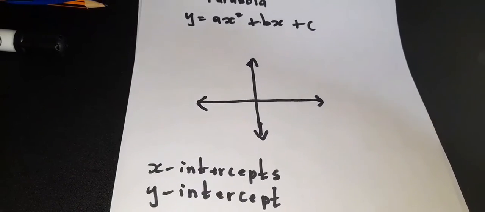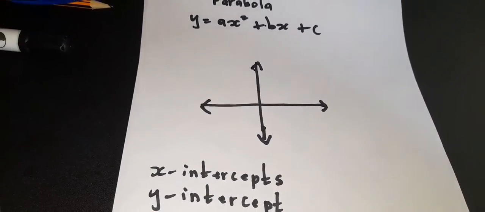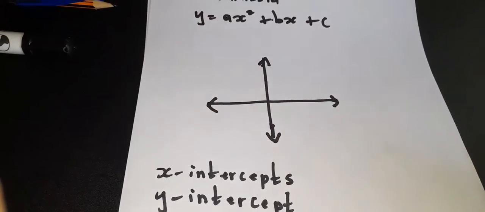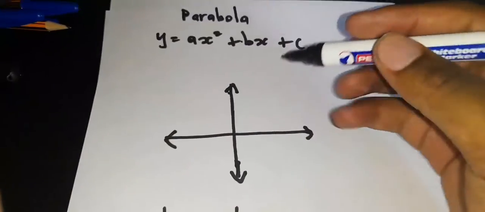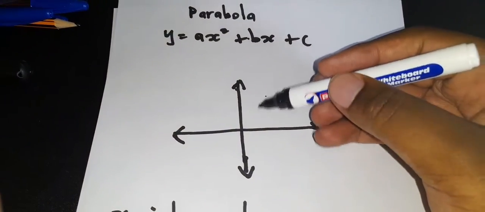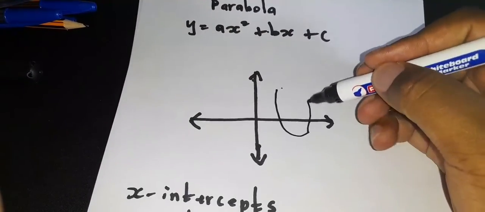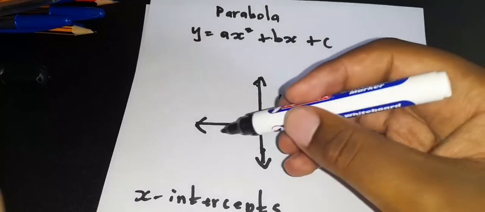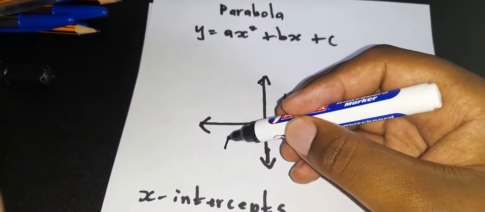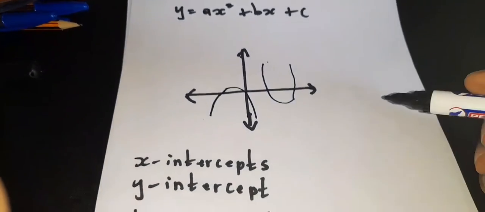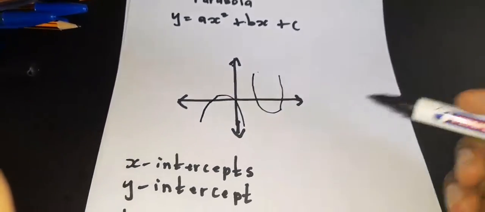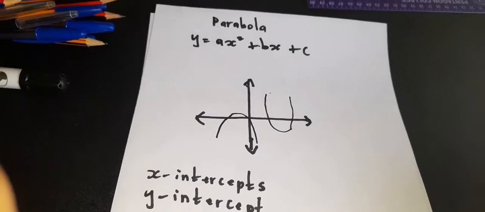One thing you must know, I believe you know this from grade 10 or grade 11, is that when a is positive, your parabola will smile like this, and if a is negative, it will frown like this. This is something we must have known from grade 10 or 11. And let's move on to an example.